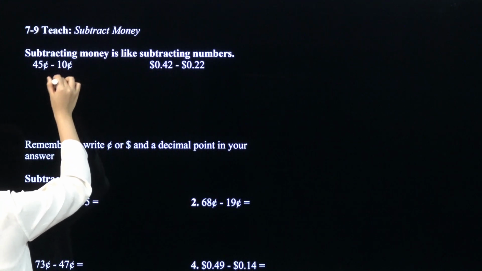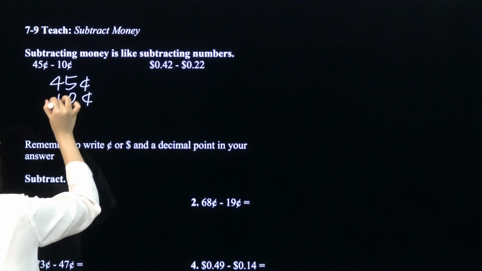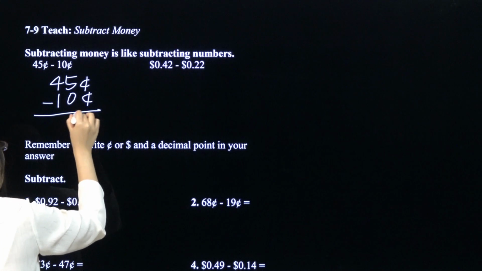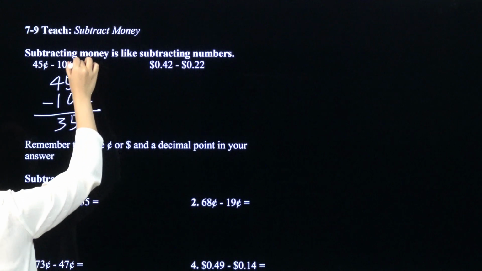Now when it's in cent form, you just line up the ones place and subtract. Just don't forget the cent sign. 5 minus 0 is 5, and 4 minus 1 is 3. And that's 35 cents.